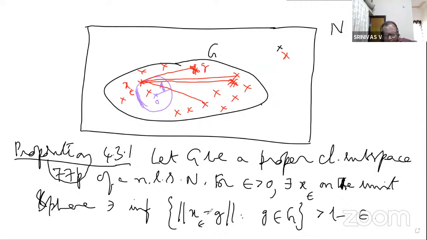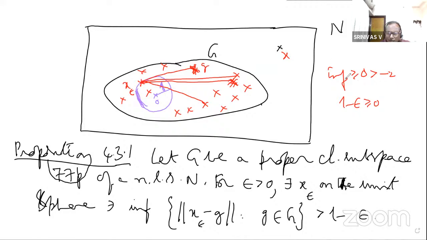Because this norm is always non-negative, the infimum will always be greater than or equal to 0. The infimum of non-negative things will be greater than or equal to 0. So you want 1 minus epsilon to be greater than or equal to 0. If this is negative, that is always true, since this is greater than a negative quantity.